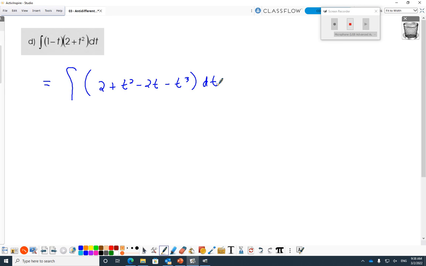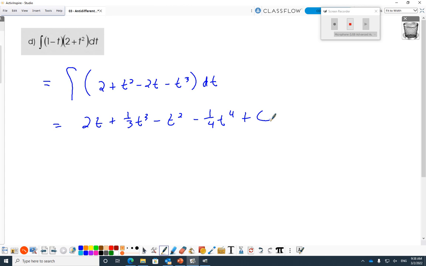2 plus t squared minus 2t minus t cubed. Any collecting to do? No, no good collecting to do. It would have been nice if there was some collecting to do. But now I'm home free once it's just a regular polynomial. 2t plus 1/3 t cubed minus t squared minus 1/4 t to the 4th plus C. I did that really fast to show that these don't have to take forever once you get good at them.